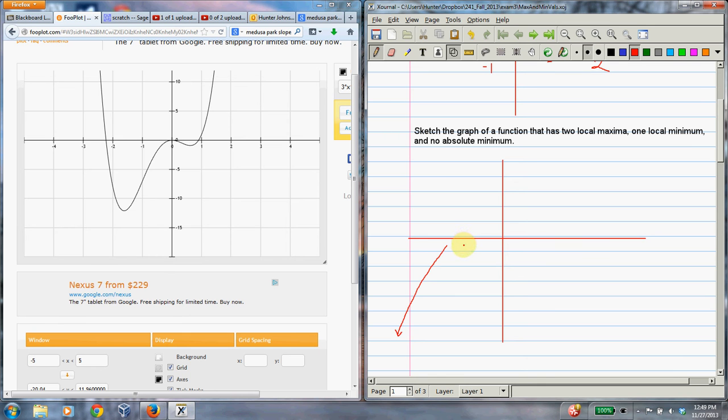And we want it to have two local maxima, one local minimum, and no absolute minimum. All right, so there's a local maximum, there's a local minimum, there's a local maximum. And now there are lots of things we could do, but just to be obnoxious, I'm going to go off to a horizontal asymptote there at -1. So you have some freedom.